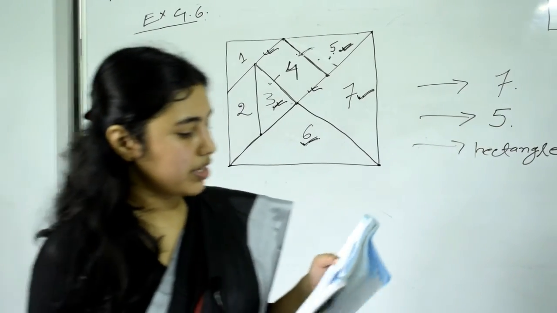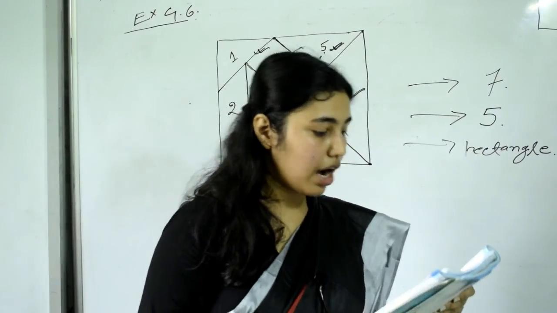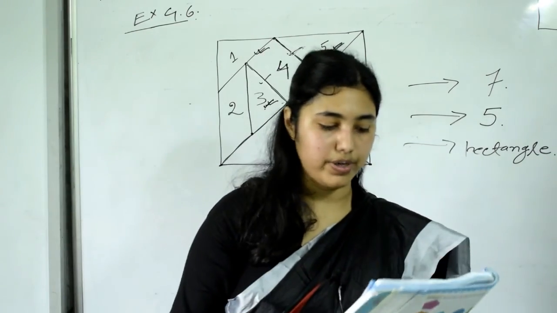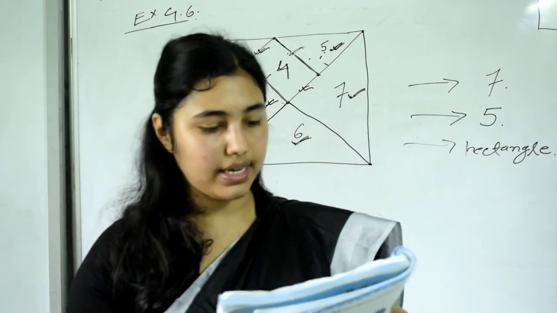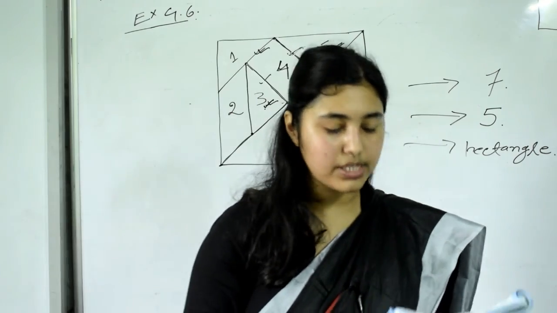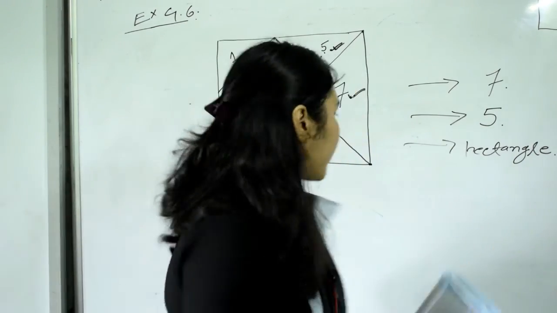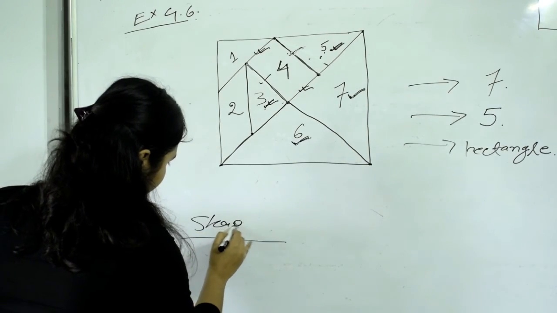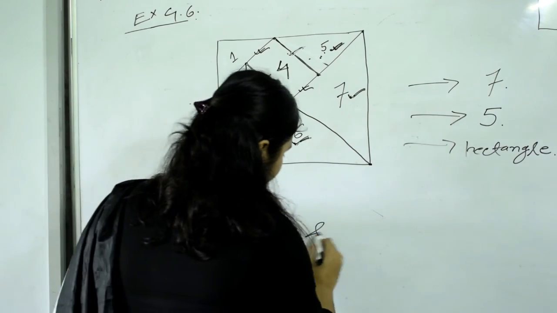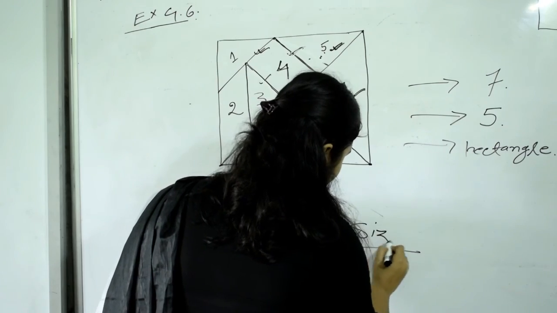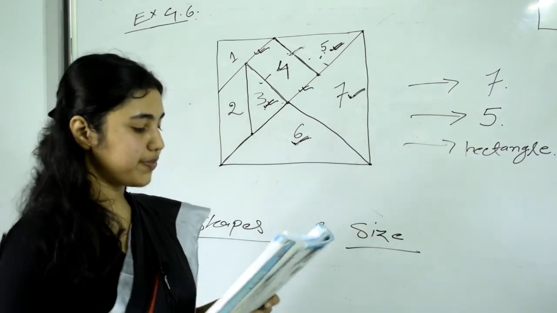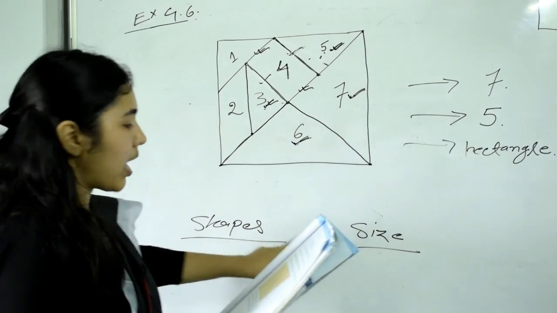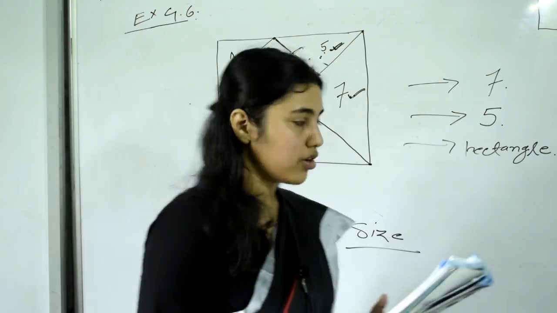Now your question number 4: how do we know when two figures are congruent? So our answer is, when the two figures have the same shape, and the second answer is size, which means when the two figures have the same shape and the same size.